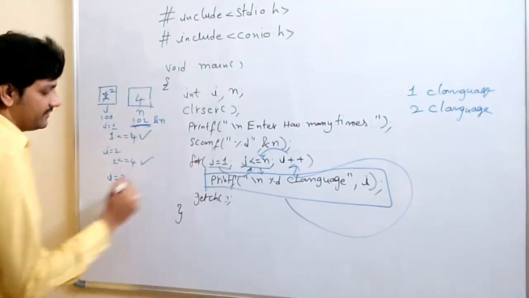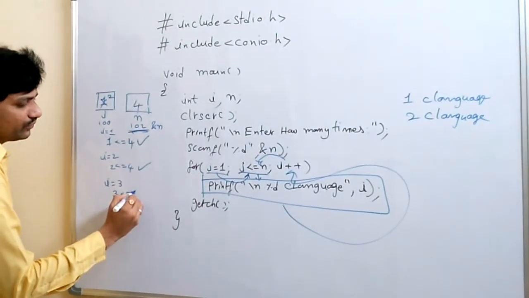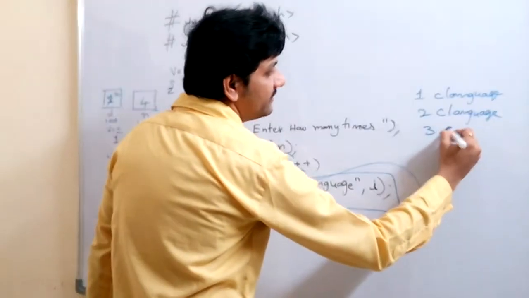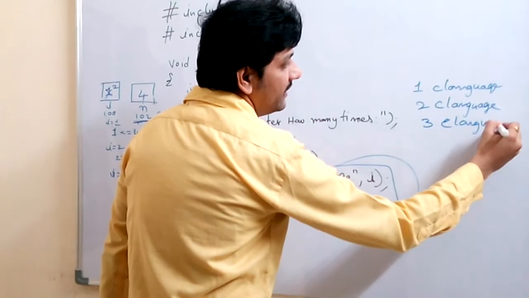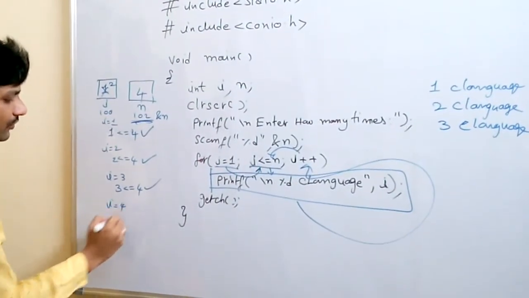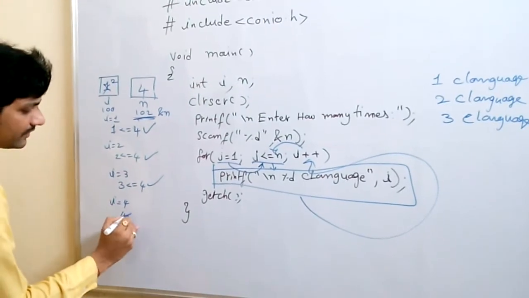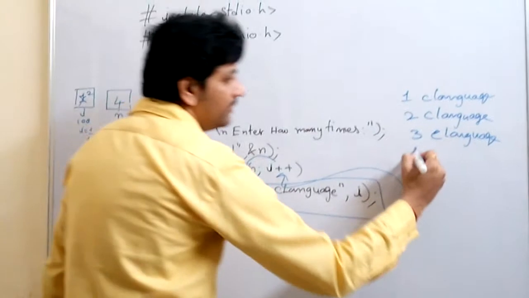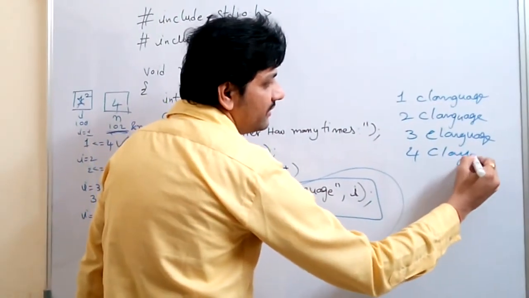3 less than or equal to n, n is 4. 3 less than or equal to 4 is right. So 3 C language is displayed. Next, i plus plus, i becomes 4. 4 less than or equal to 4, is it right? Yes, it is right. 4 C language is displayed.